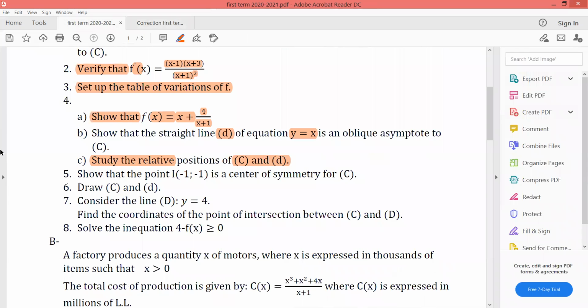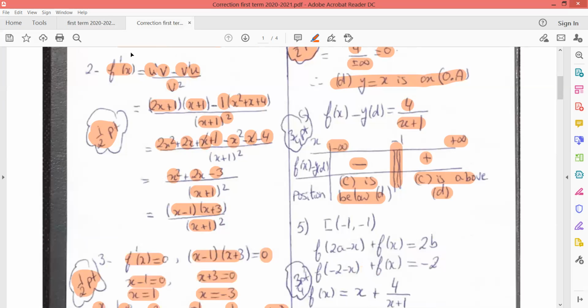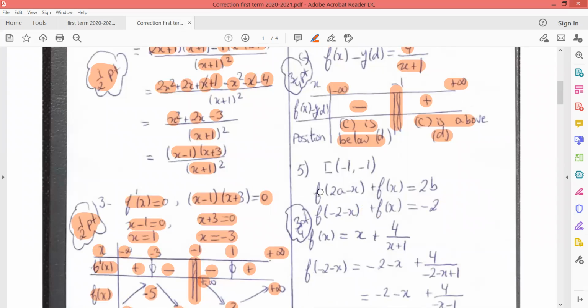Show that the point I(-1, -2) is a center of symmetry for C. We have the rule of center of symmetry: f of 2a minus x plus f(x) equals 2b. Here a is -1, so 2a is -1 times 2, which is -2, so we have f(-2 minus x) plus f(x) equals 2b, where b is -1, giving -2.